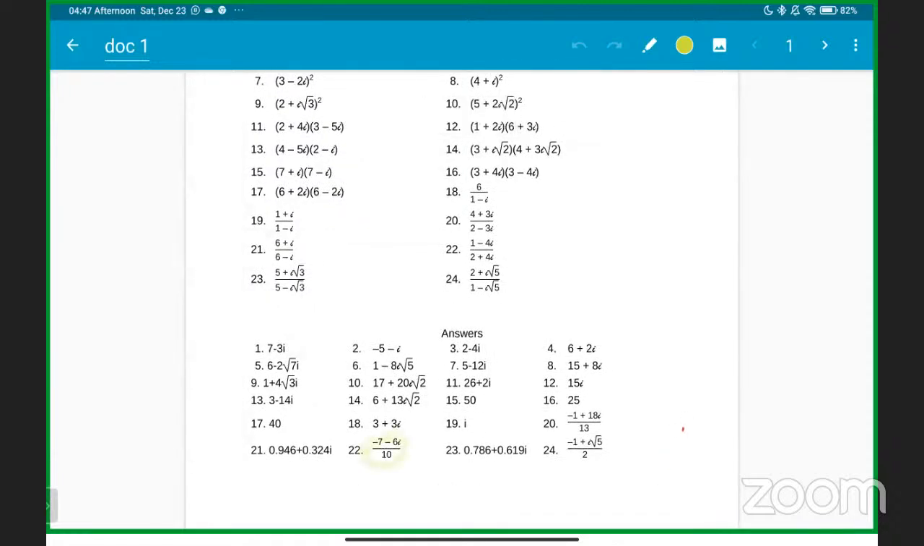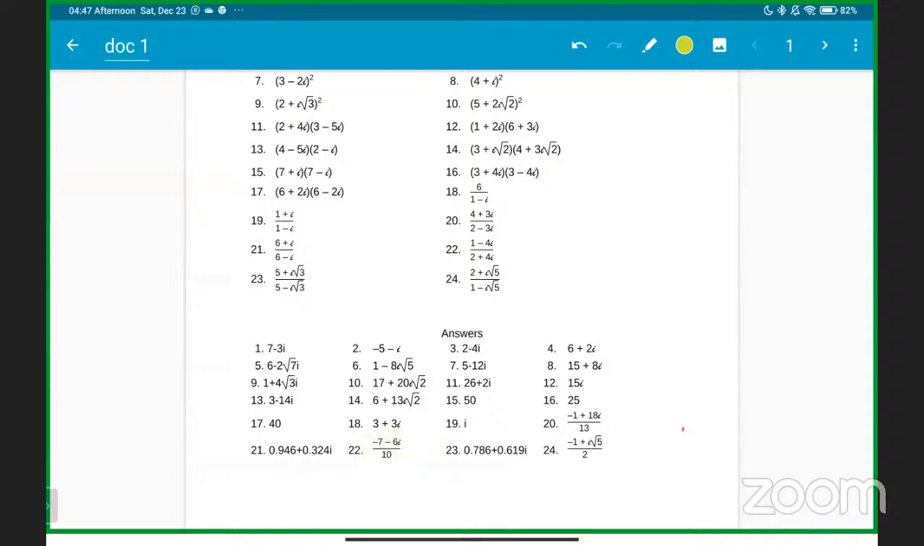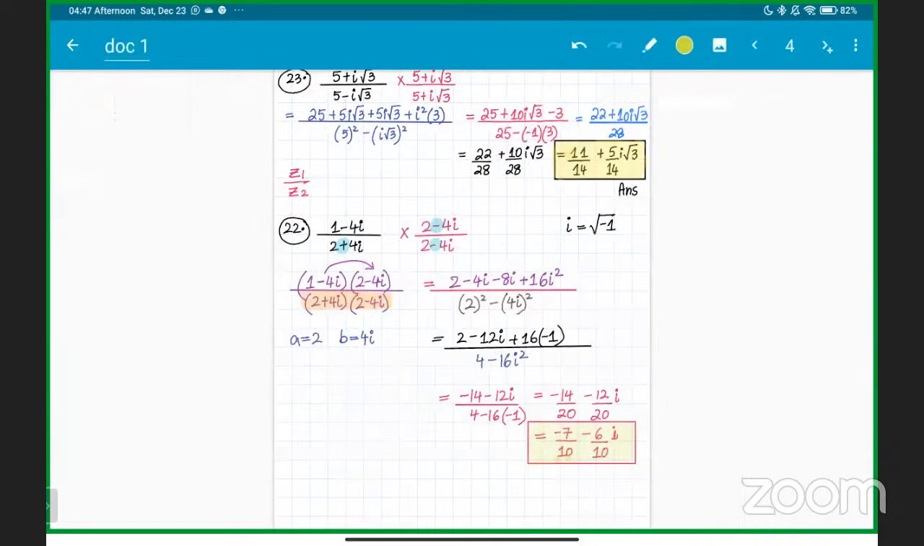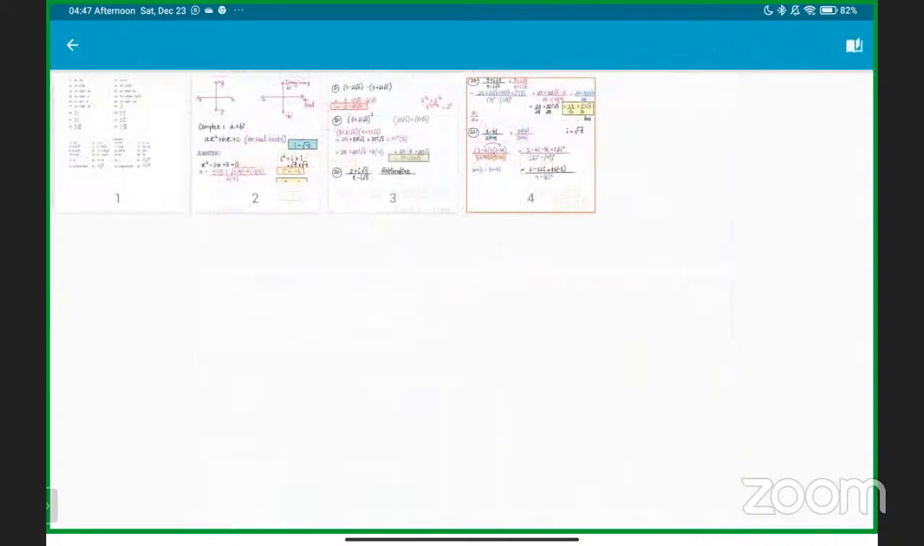Now the answer is minus 7 over 10 minus 6 over 10i. You can write separate and together as well, but it's better to write separate. The reason is because this is the real part and this is the imaginary part. When you have to draw later on, you will understand better then. Is everyone clear?